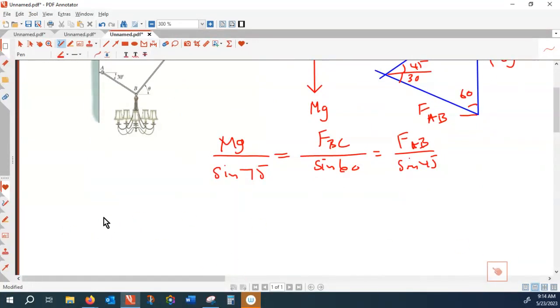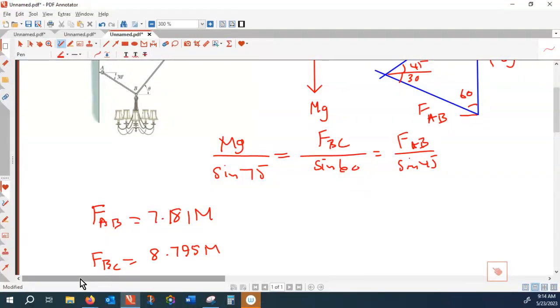So if I write these forces, FAB and FBC, in terms of the mass of the chandelier, FAB is 7.181 M, and FBC is 8.795 M. Okay, even without solving the problem, can I say which one of these is more critical? No, I can't, because still these are just the forces.